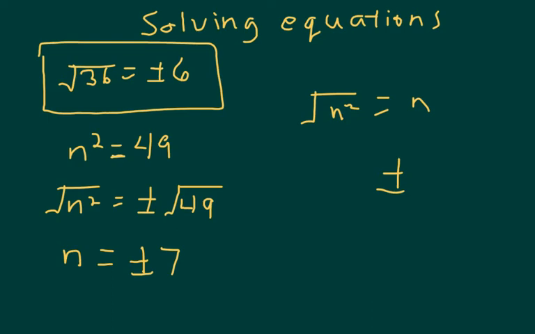So when you put this back into the equation up here, we would say that negative 7 to the second power is 49, and positive 7 to the second power is also 49. So both positive 7 and negative 7 are the solutions for n in the statement that n squared equals 49. And you need to state both of them, and the simple way to do it is just to use the plus or minus symbol.